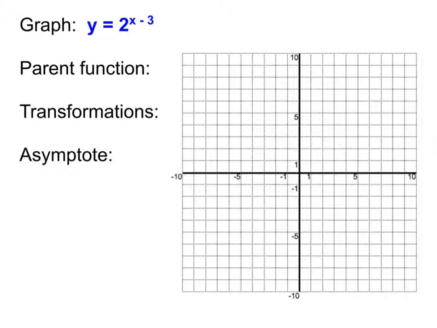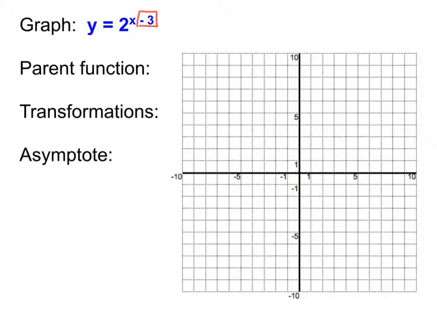So you take a look at this, the first thing we always need to be thinking about, even if it doesn't ask you to write it out, you should at least be thinking about what is the parent function. Now the parent function is what we're left with if we strip away any transformations. The minus 3 is a transformation. And so we're just going to be doing 2 to the power of x for the parent.